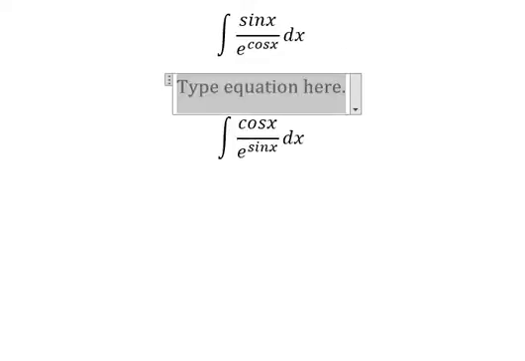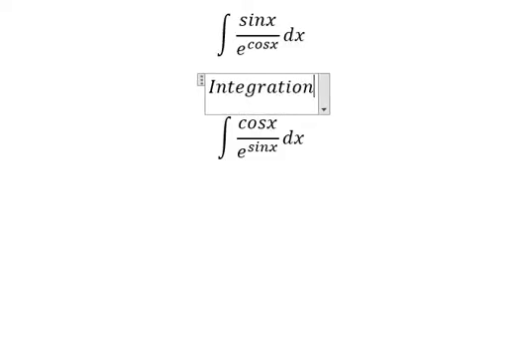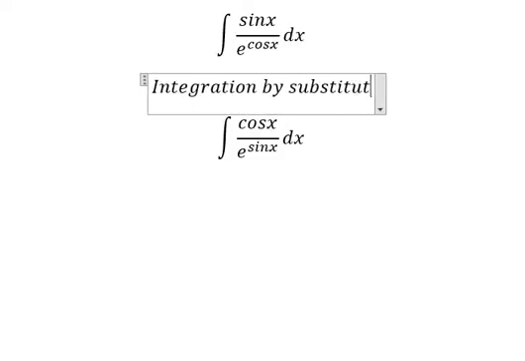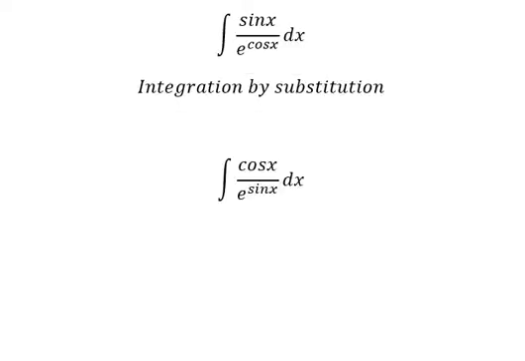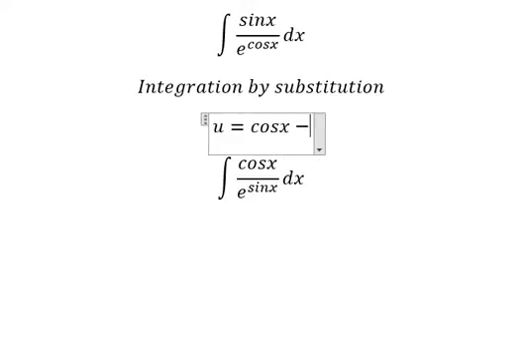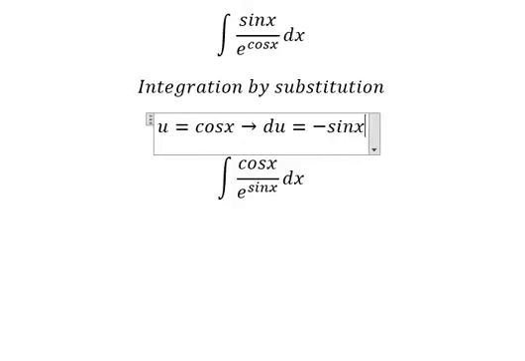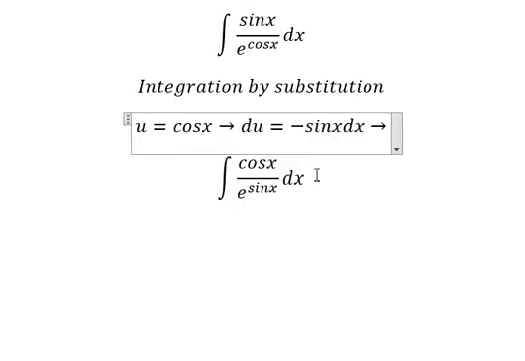We need to use integration by substitution. So I will put u equals cosine x. Later, we first take the derivative of both sides, and we have du equals negative sine x dx. Because we don't want the negative sign, I will move the negative to the left.